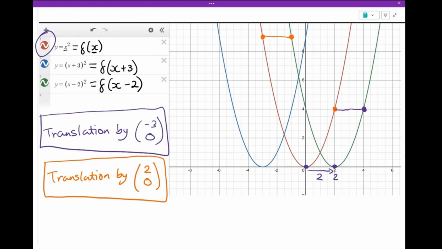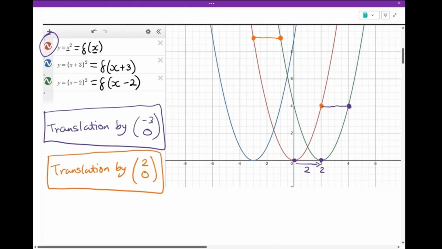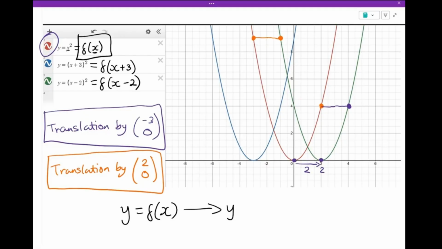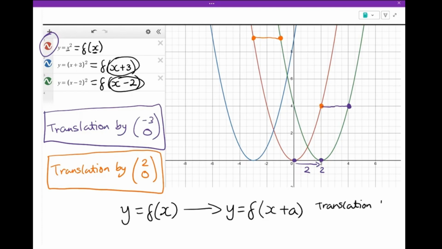So once again, we can write out a generalization. Okay, if we're starting with y equals f of x, which was my red curve, then let's say the new equation is y equals f of, and then in my brackets, I'm going to write x plus a, because if you look at both my blue curve and green curve equation, we have x plus a number or x subtract a number, so we're representing that with a. Then we would call this a translation by, and then I'd write my vector.